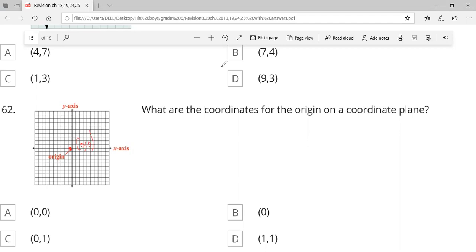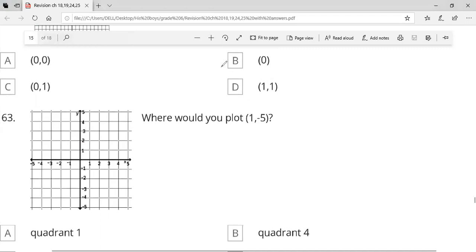The next one, plot (1, -5). Here is 1, and down to negative 5. Which quadrant is it going to be in? As we said before, first, second, third, fourth, anti-clockwise. Here it is in the fourth quadrant, like this. Okay.